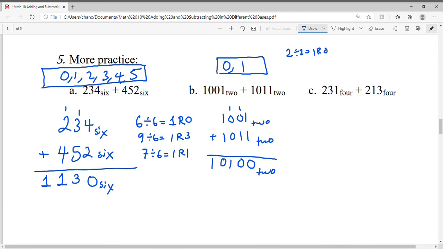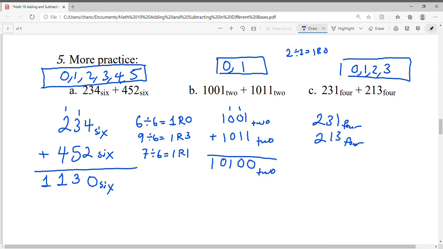For part C, the only symbols that we have for base 4 are 0, 1, 2, and 3. So let's stack it up. We have 2, 3, 1, base 4, added with 2, 1, 3, base 4. 1 plus 3 is 4, but 4 doesn't exist, so we'll have to convert it to base 4.